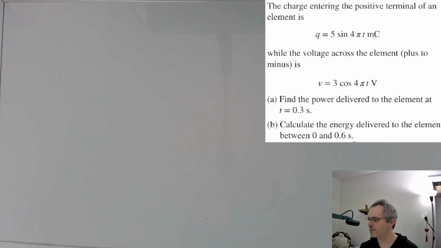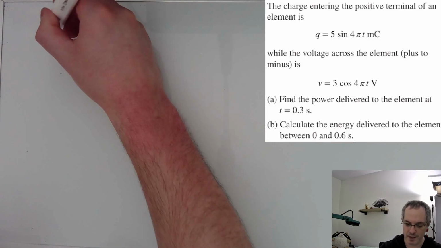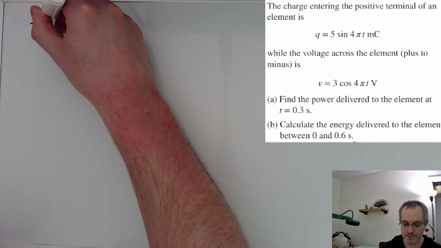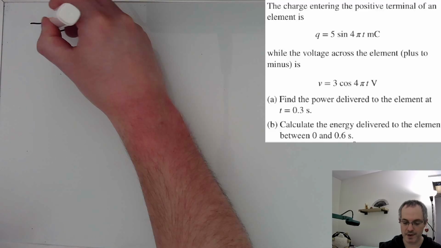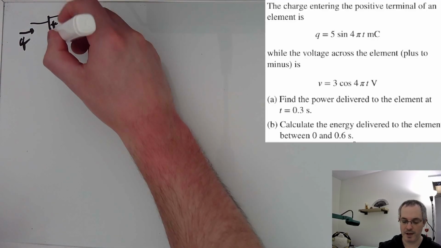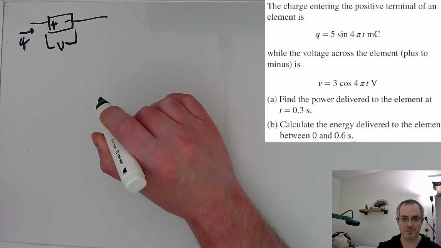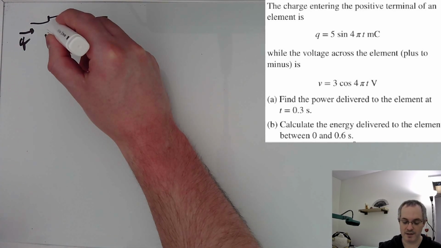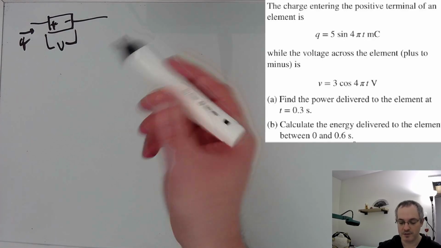Okay, so number 13. The charge entering the positive terminal of an element is this thing. The voltage across the element, plus to minus is... Okay, so what they're talking about is we've got something, and we're just saying this is the plus end, this is the minus end, and there's some amount of Q coming in, and the voltage, as measured from here to here, since it says plus to minus, is the voltage at this point minus the voltage at this point. So it's the normal way of doing it.